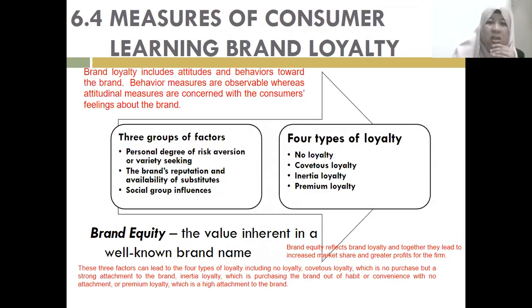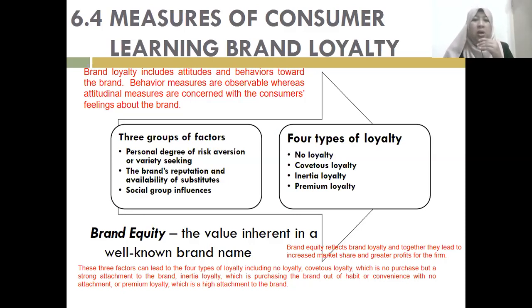So this is the summary of this diagram. They have three groups of factors on brand loyalty. Before we go further, what is brand loyalty? It includes attitudes and behavior towards the brand. Behavior measures are observable, whereas the attitudinal measures are concerned with the consumer's feelings about the brand.